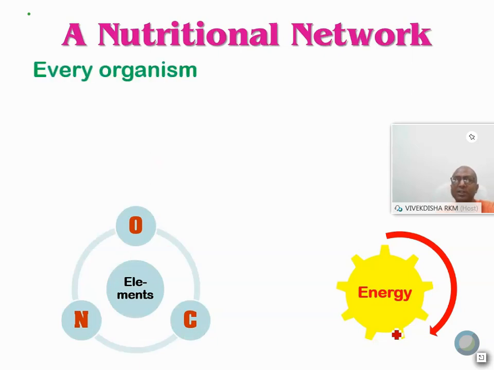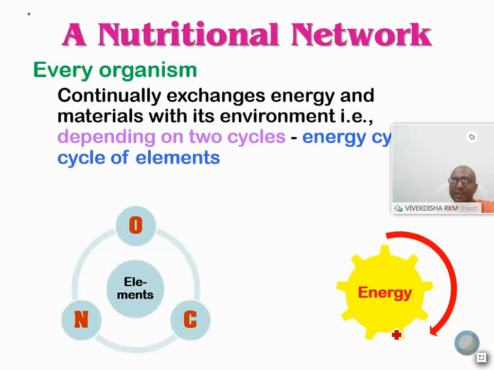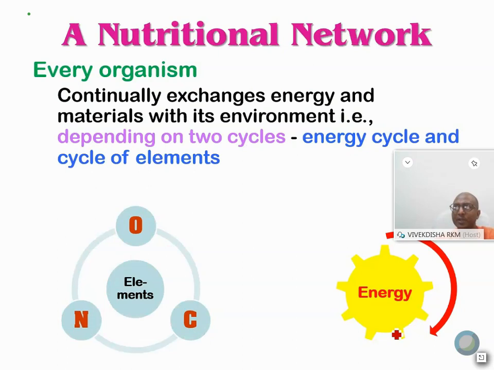And what are they? Every organism is doing this. Every organism will do that, continually exchanging energy and materials with the environment. So it depends on two cycles. When any organism is exchanging with the environment, now 50 carbon molecules are required, so you have to obtain them from outside, and you do not need 30 nitrogen, so you can remove it. But you have to go on with this collection and removal.